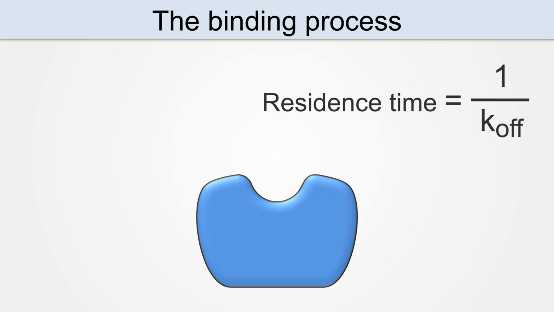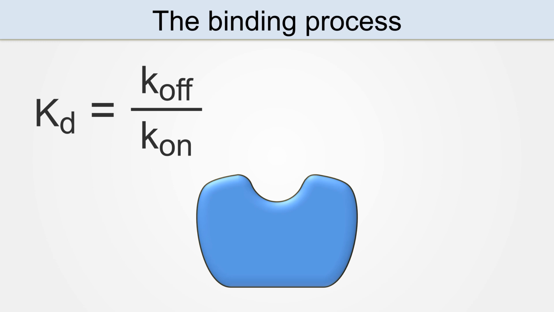One final bit of theory. The binding kinetics are related to the binding affinity. Kd, the affinity, is equal to K-off divided by K-on. This will be important later.